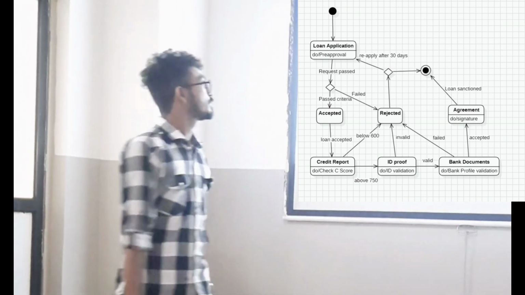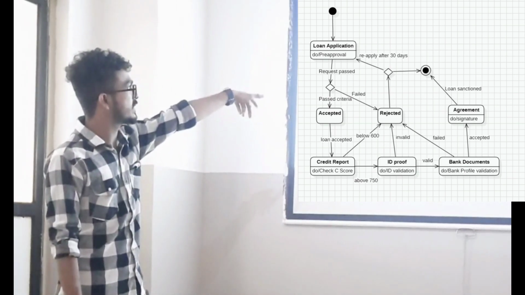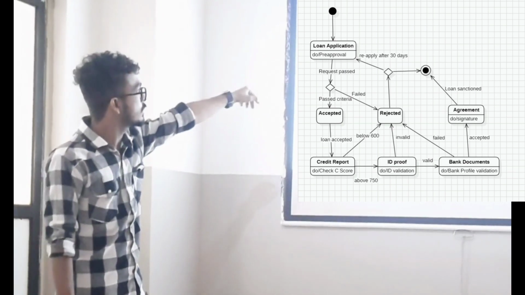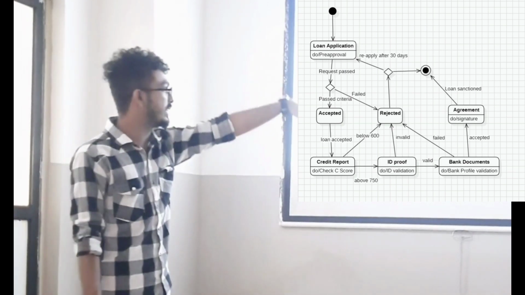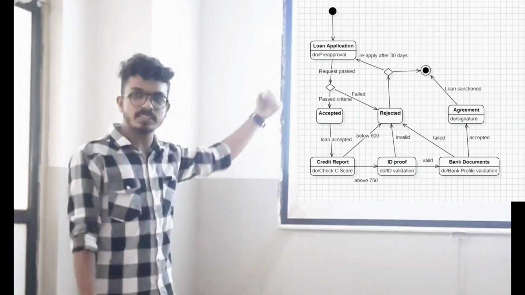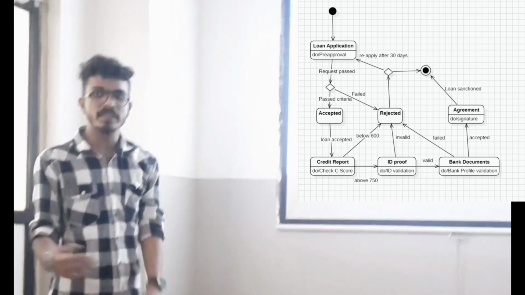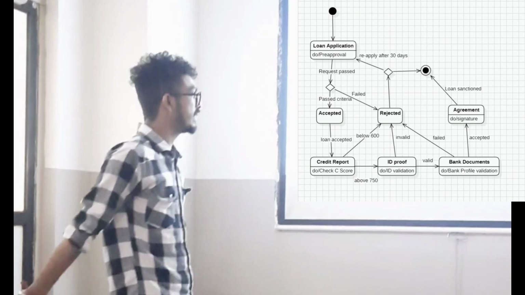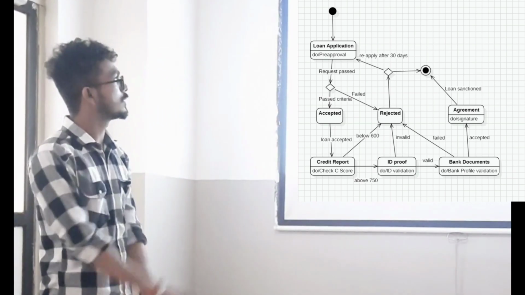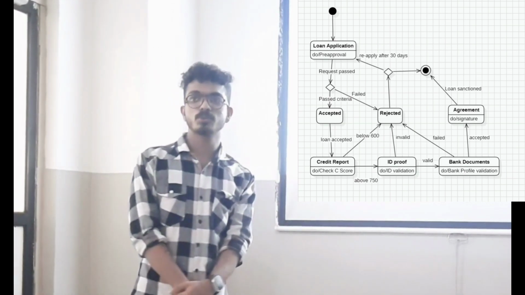Now these are the simple states of that diagram: initial point, application state, criteria state. These are the states that are going to be performed for a loan application in that diagram. And this is what we have in this session. So you all have understood. Anyone having any questions?